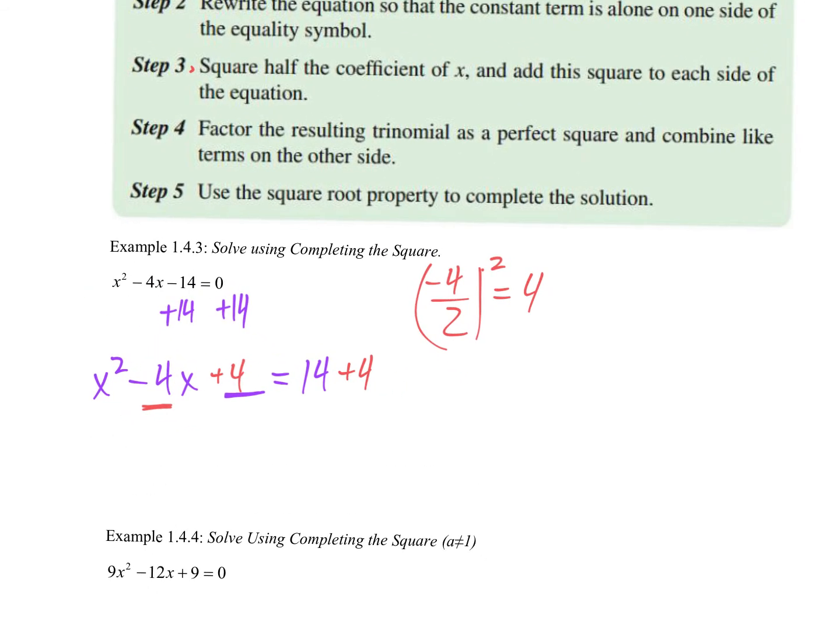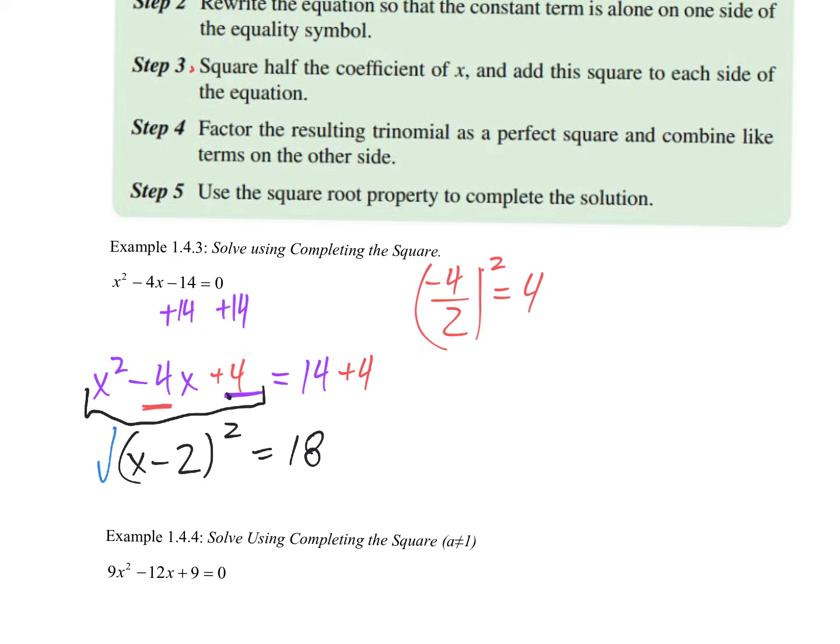Now, this left-hand side is a perfect square trinomial, so you can take a moment to factor it if you'd like. And if you factor it, you should get x minus 2 squared is equal to, now these two together make 18. So by adding this 4 here, you've created a perfect square binomial, which then factors down into this. And you'll notice that x minus 2, negative 4 divided by 2 is that same minus 2 that you see there. Okay. Now we're ready to finish solving this.